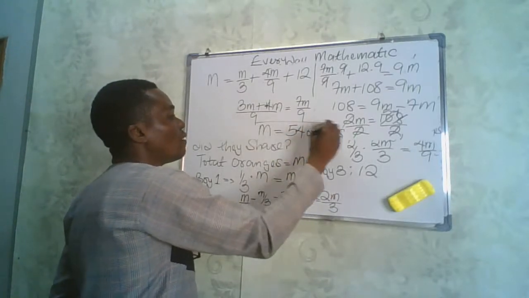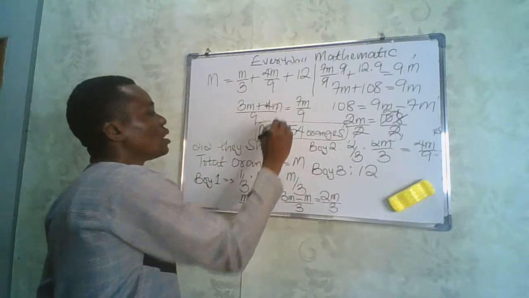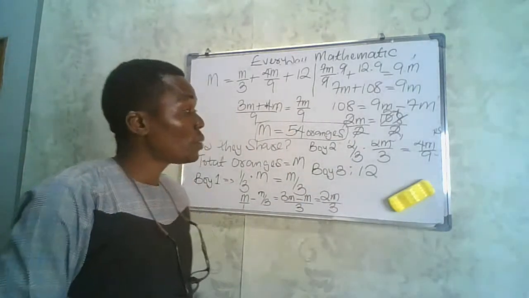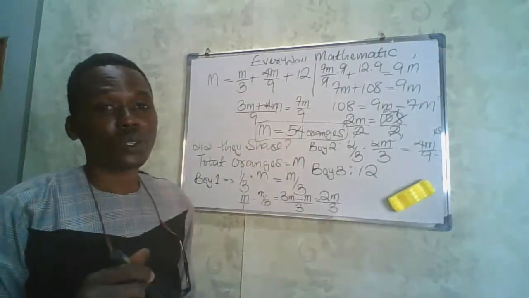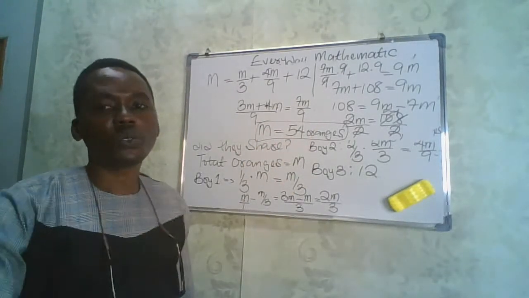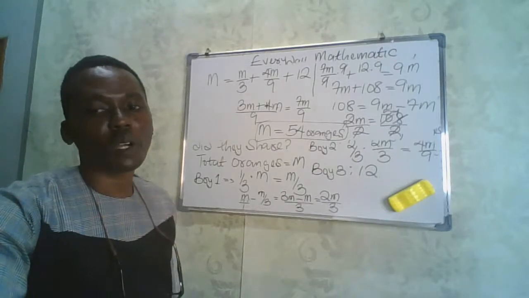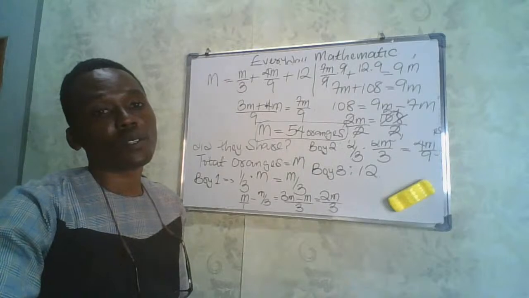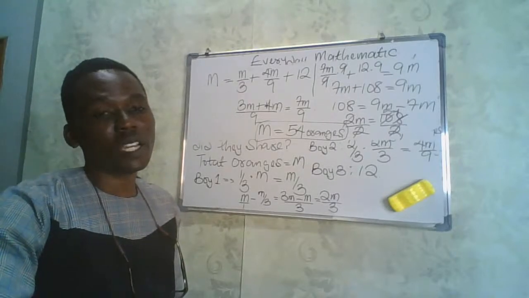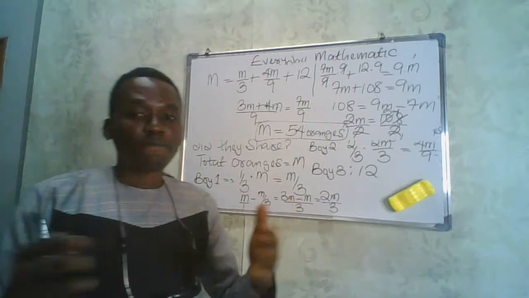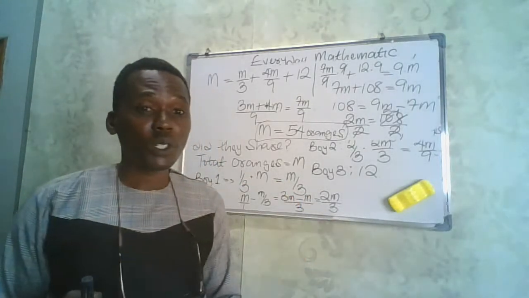So you see, very, very easy. When you are given this in JAMB, you're not supposed to spend more than 8 or 10 seconds solving this question, and boom, your result will just pop out. So the total number of oranges they share is 54 oranges. Very easy. Solving mathematics questions is very easy.